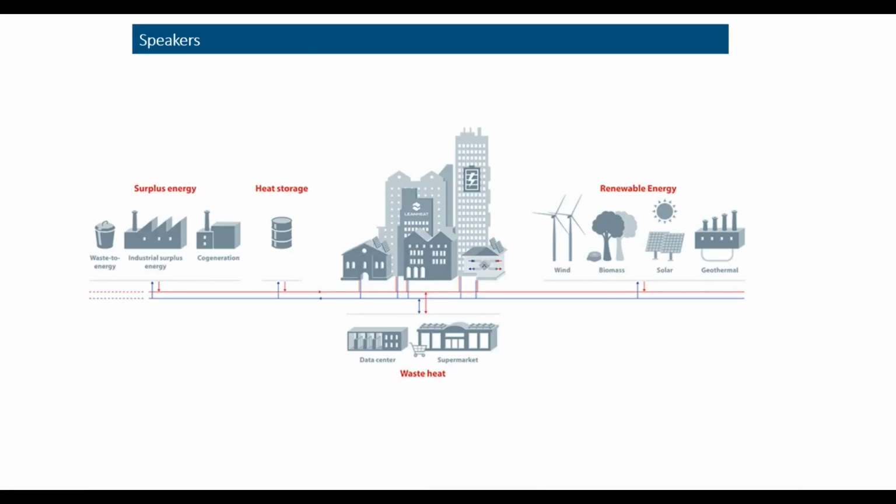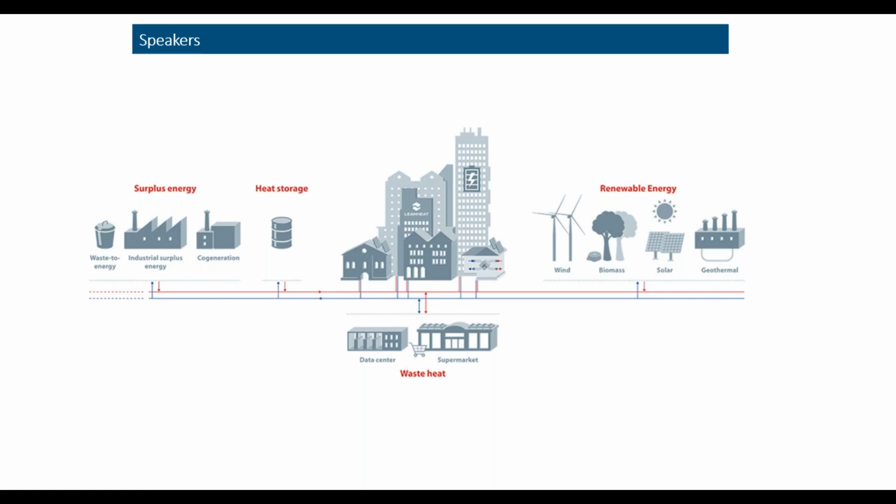Now, this diagram represents the ideal district energy system of the future that is going to be composed of distributed sources of energy for heating and cooling, including from renewables, from waste heat, which can be gotten from cooling operations in data centers and also in large commercial buildings like supermarkets.